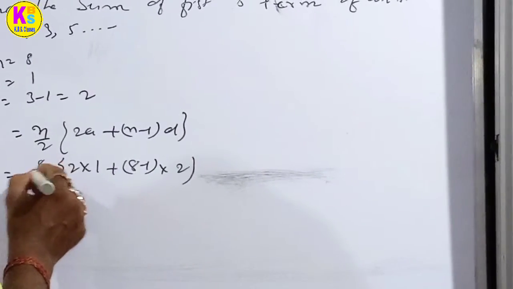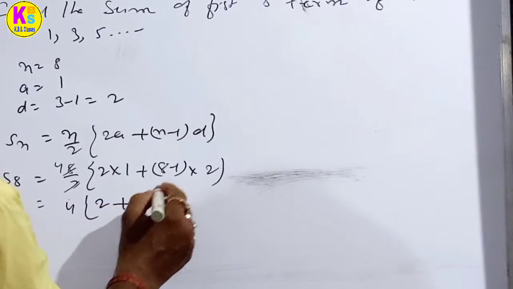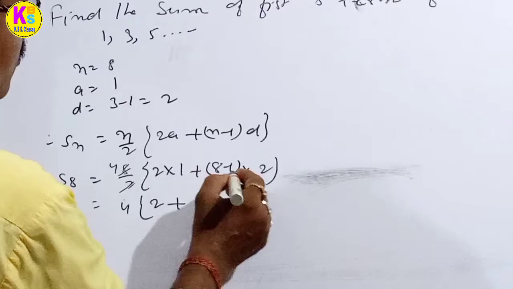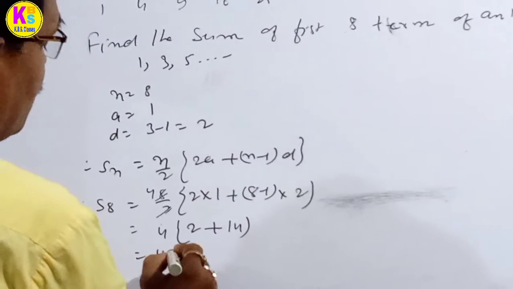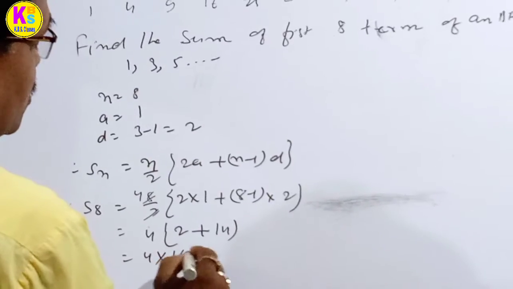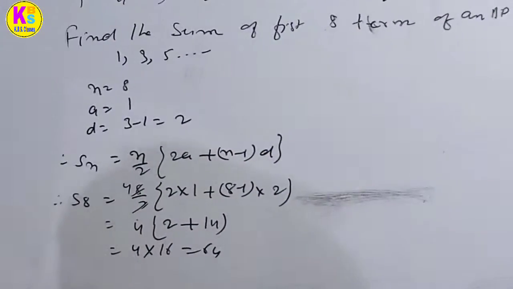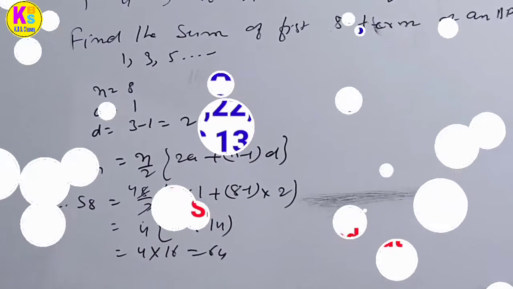Therefore 2 4s are 8, 4 bracket 2 plus 7, because when you subtract you will get 7, 7 into 2 is 14. 4 into 16 is equal to 64. You are getting here 64. So this is the formula to find out the sum.